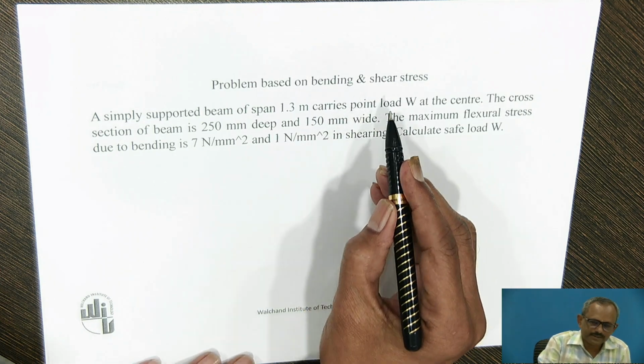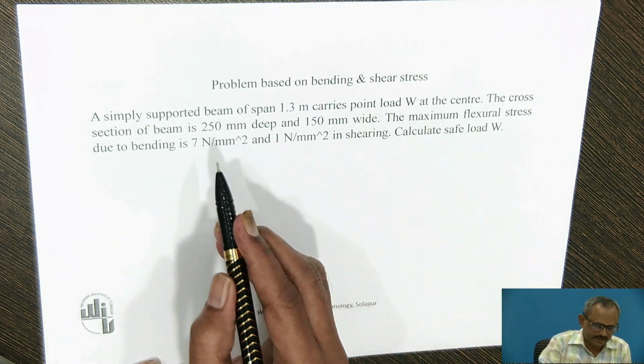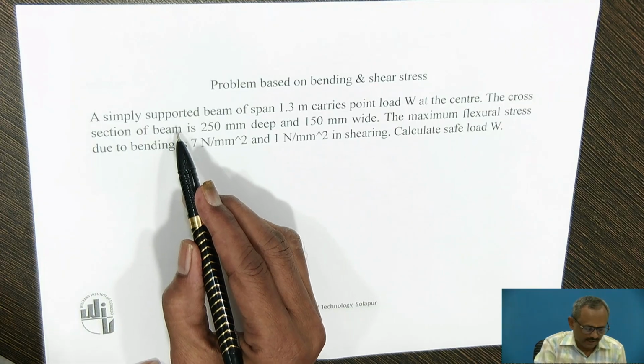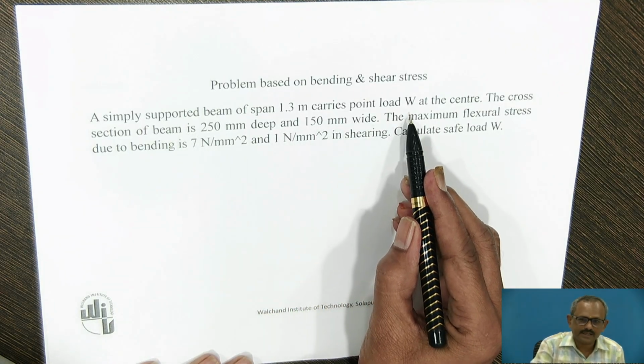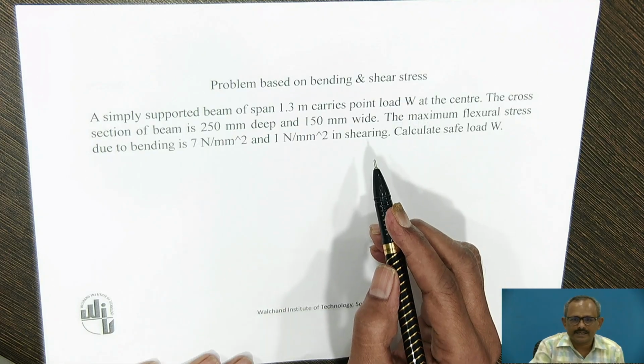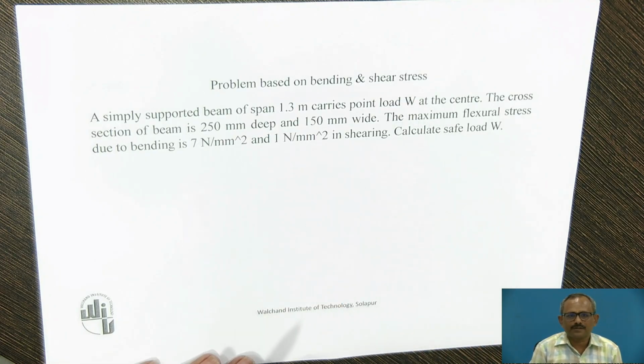So, problem based on bending and shear stresses. The statement of the problem: a simply supported beam of span 1.3 meter carries a point load W at the center. The cross section of the beam is 250 mm deep and 150 mm wide. The maximum flexural stress due to the bending is 7 Newton per mm square and 1 Newton per mm square in shearing. Calculate the safe load W.